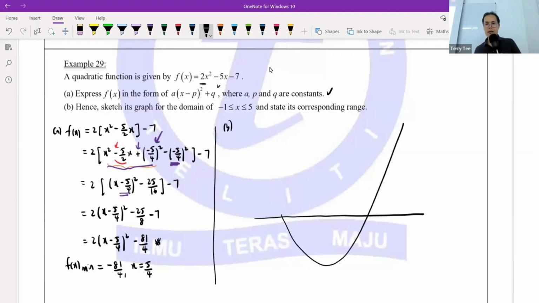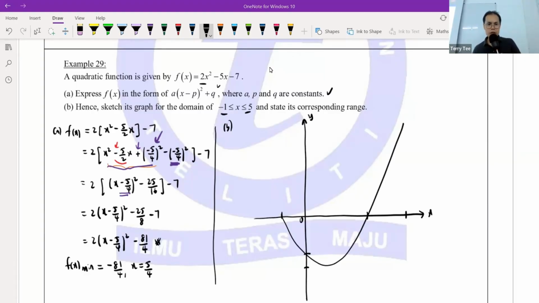Okay, I'm going to add like this because I know it's going to have an x-intercept, a y-intercept, and I'm supposed to draw from -1 to 5. Okay, you can draw a bit longer. I just rub it out because I don't draw too many times.